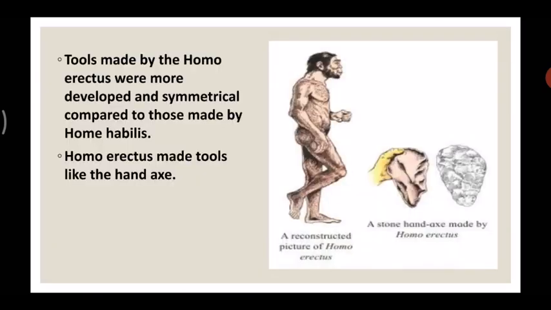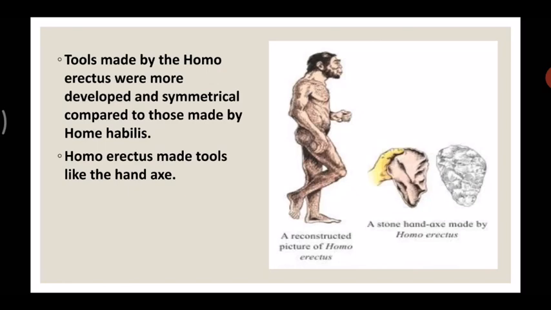Let's move forward. Then the Homo erectus made tools that were more developed. They were using more developed and symmetrical tools compared to those made by the Homo habilis. So, Homo erectus tools were more developed as compared to the Homo habilis. So, he made tools like the hand axe. These Homo erectus made different tools, but the most important tool was the hand axe.